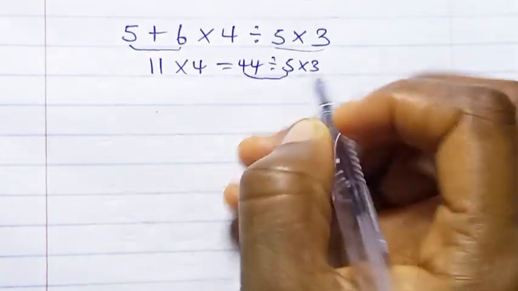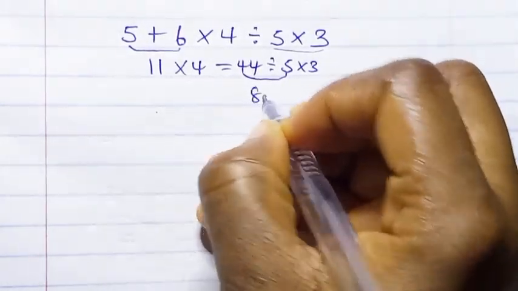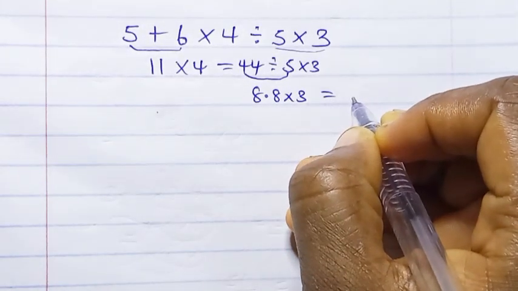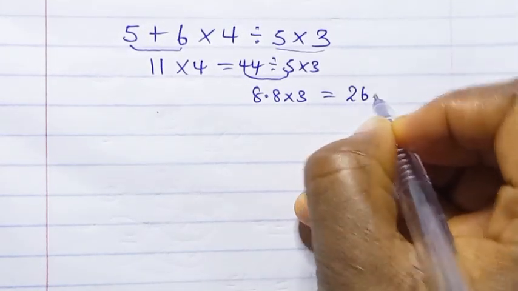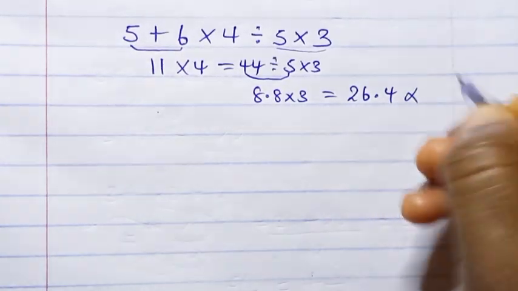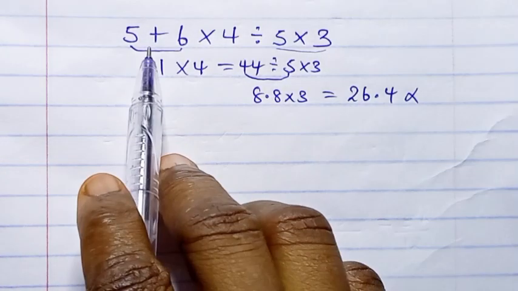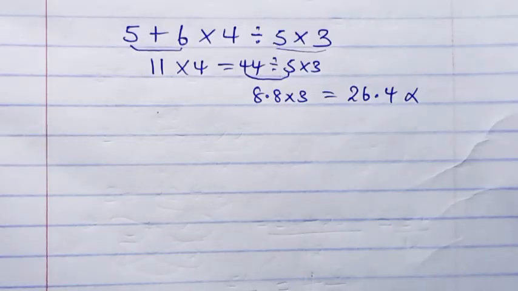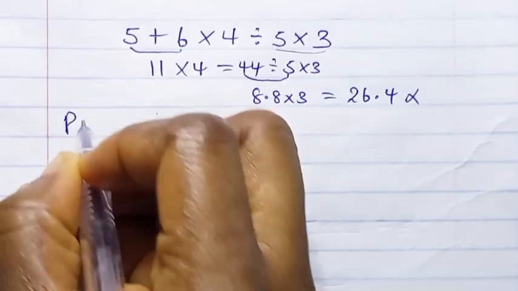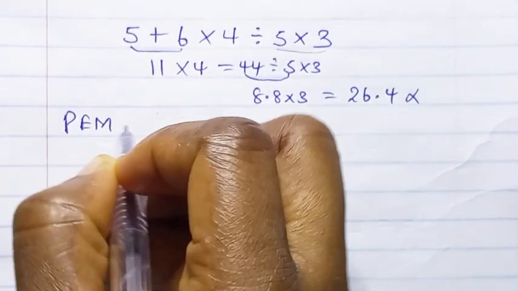44 divided by 5 is 8.8. Multiplied by 3, we are going to have 26.4. But guys, this answer is wrong. Why? Because you have different operations here, and there's a rule to apply when you have a question that has different operations. It's called the PEMDAS rule.